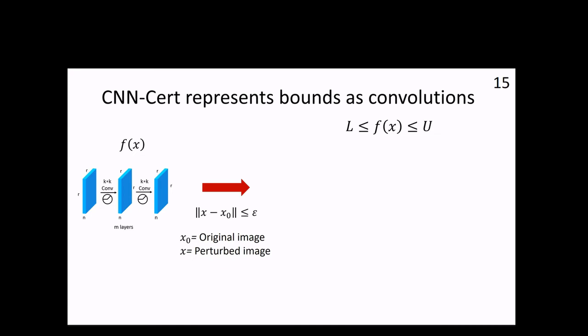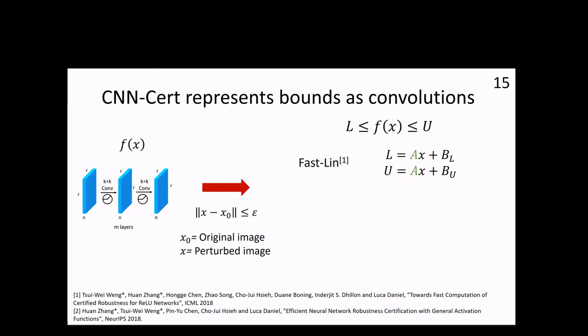So, what makes CNN-Cert different from existing algorithms? The key lies in how the bounds are represented. Given a network f of x, FastLin bounds the network with two linear functions, ax plus b, which are essentially two parallel hyperplanes.